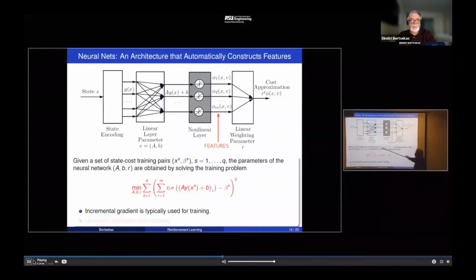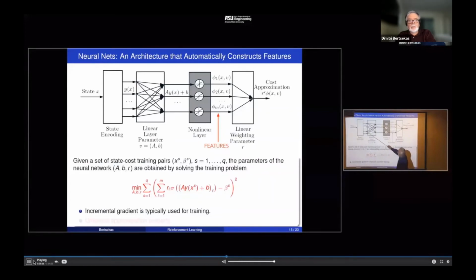So what's the structure? I went through it last time, but I'll do it again. We have the state, and then at the end we produce a cost approximation that depends on a set of parameters, the R vector and another vector V. And the structure is as follows. You take the state and you make a first order transformation to put it into a format that is suitable for the neural network. If you know some good features, you can include them here. But this may be scaling, other kinds of transformations.